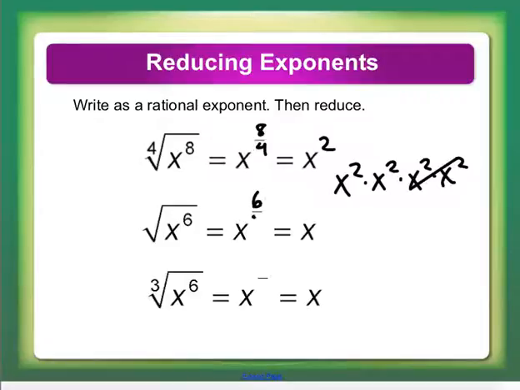Second one, we have 6 over 2, which is x to the 3rd, and 6 over 3, which is x squared. So we can simplify some of these.